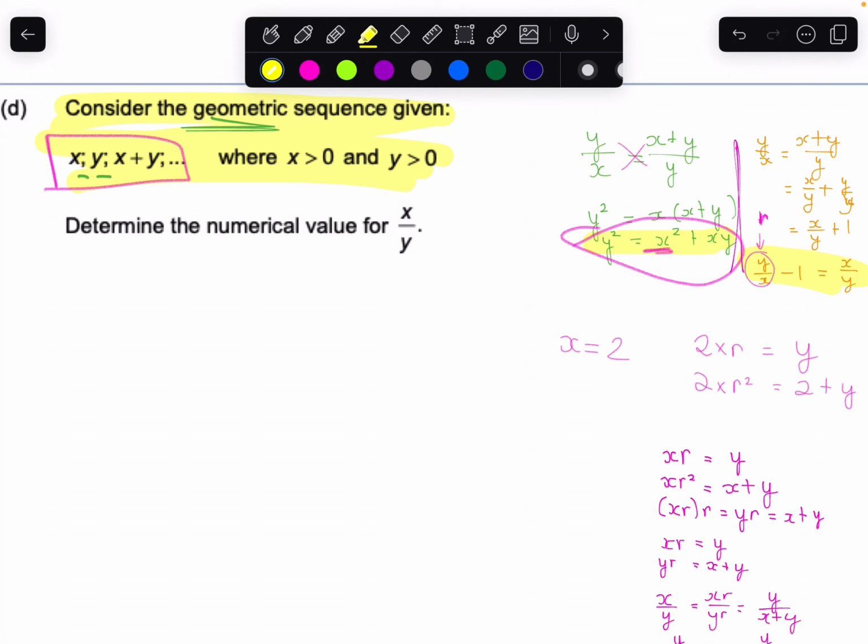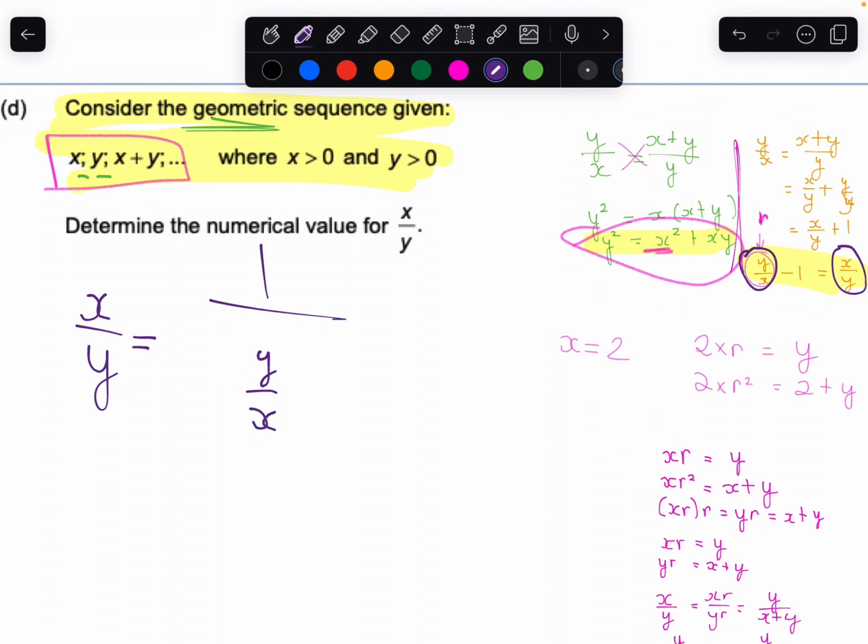Okay, so I think the liberation is coming from realizing that we don't actually have to know what x and y are exactly. All we care about is x over y, what that is. And we already know that y over x is the common ratio for this pattern. X over y is just the inverse of that. It's just the 1 over, right? X over y is 1 over y over x, right? Because 1 divided by y over x is just the same as 1 times x over y. Ooh, I'm getting excited.